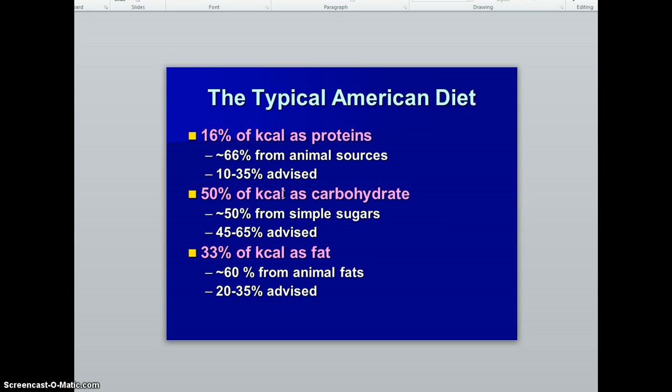Carbohydrates are not a bad thing. Our brain does require them as its primary energy source. The problem is in America, we get most of our carbohydrate intake from simple sugars. And again, with fat, it's not that fat is a bad thing, it's just that we tend to eat more from animals and less from plants. So really what I want you to get from this is that the American diet is really heavy on animal sources of protein and fat and simple carbohydrates, and where we want to be heading is more of the complex whole grains with plant sources of proteins and fats.